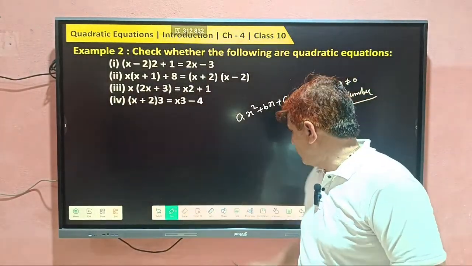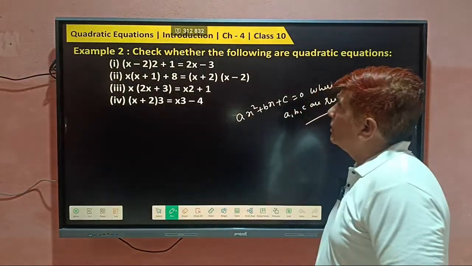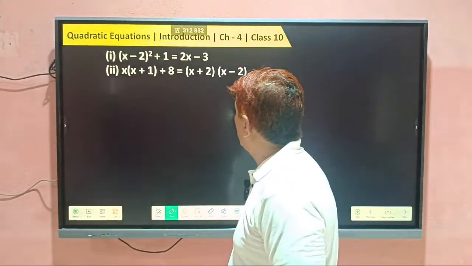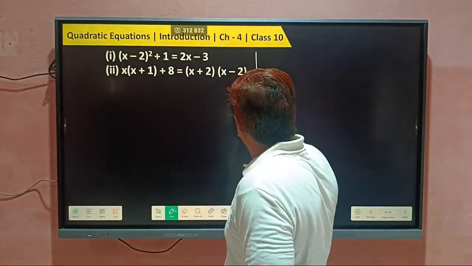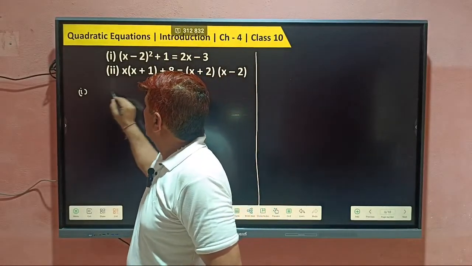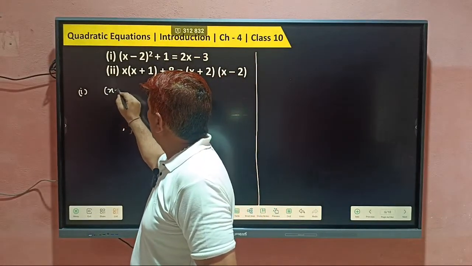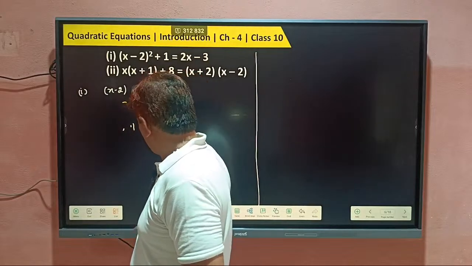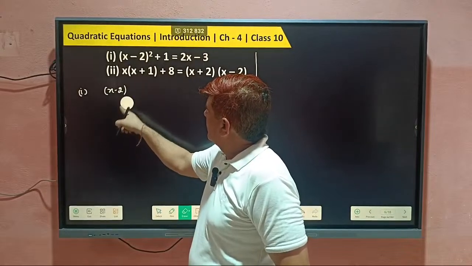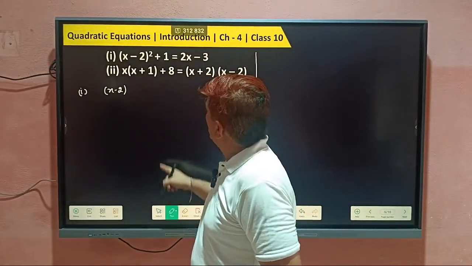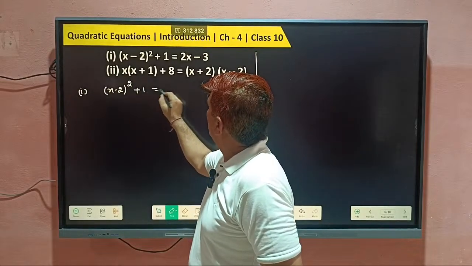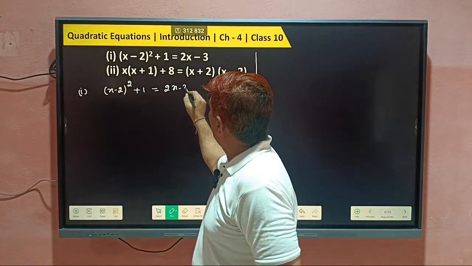Here we have to tell whether these are quadratic equations or not. First part we can take. Here taking the first part, this is: x minus 2, whole square, plus 1 equal to 2x minus 3.